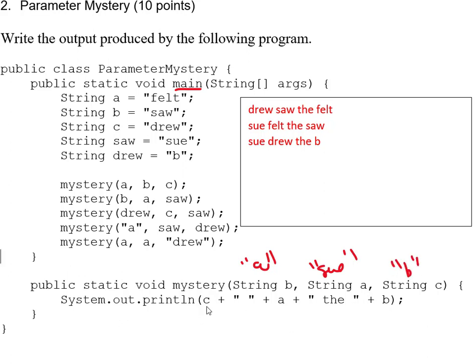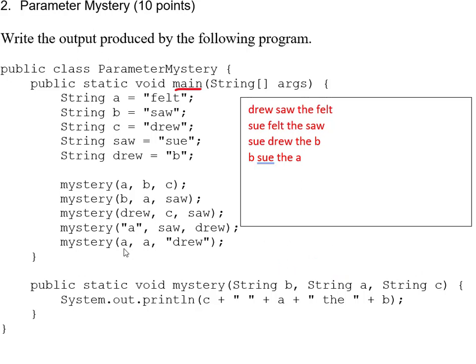So when we come in here, we're going to print out B space Sue space the A. Might not make sense, but that's what it is. That is the end of the method. So we come up here, this statement is done, and we'll execute this statement.